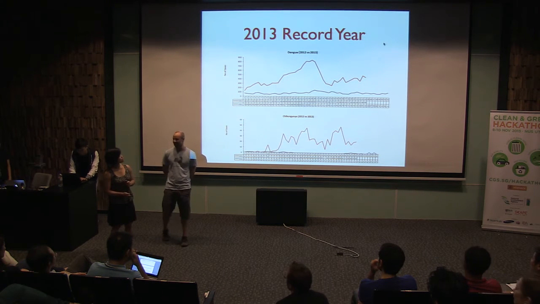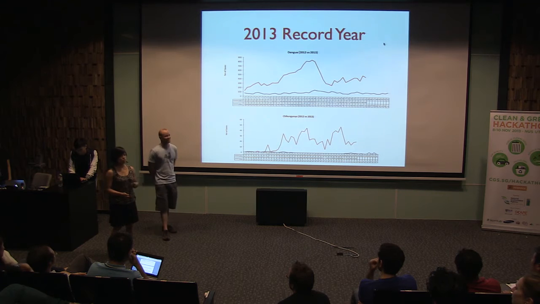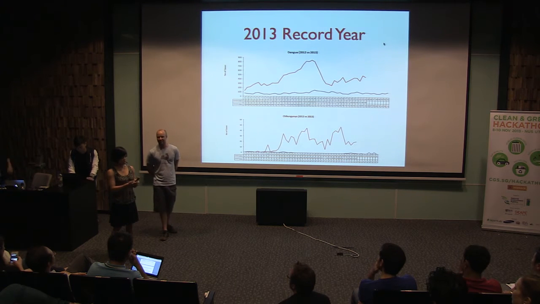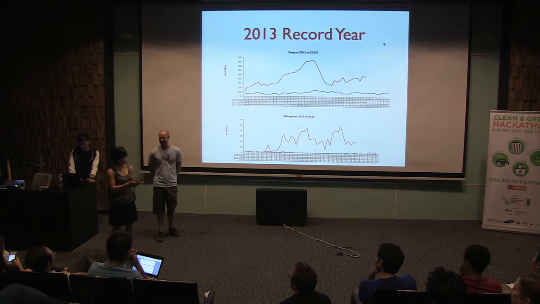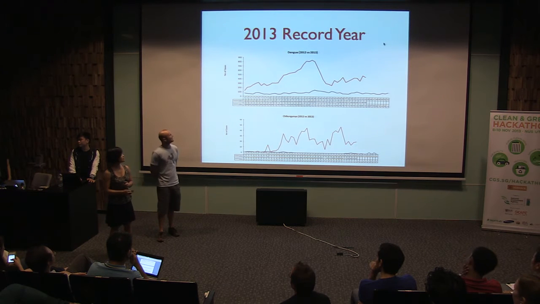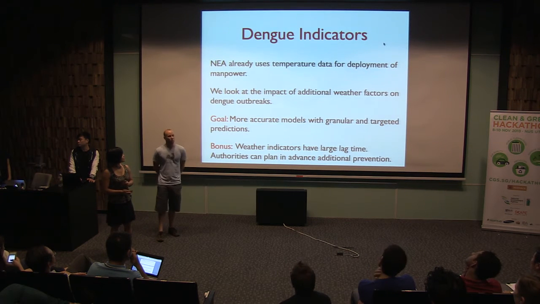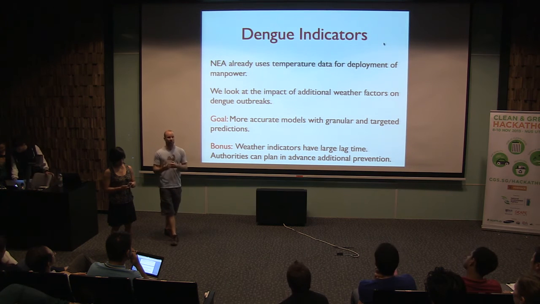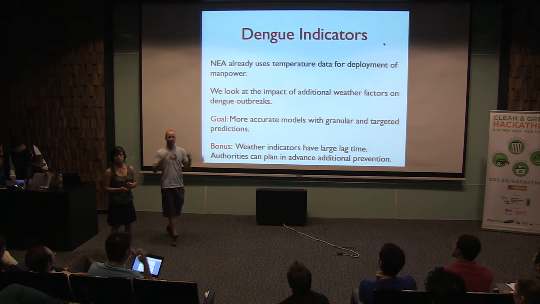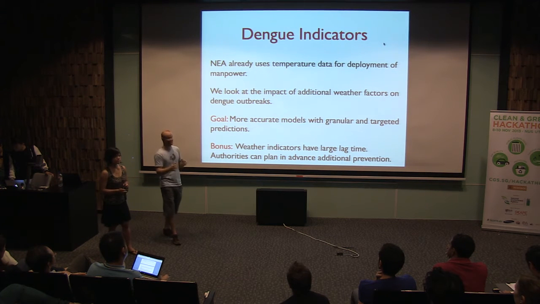So just a quick note on our data. We got our data sources from the NEA website, gov.sg. Yeah, it's from data.gov. And also we looked at one map. The NEA actually already uses temperature as an indicator of when to deploy manpower on the streets. So if the ambient temperature is more than 27.8 degrees Celsius, they put more feet on the ground.